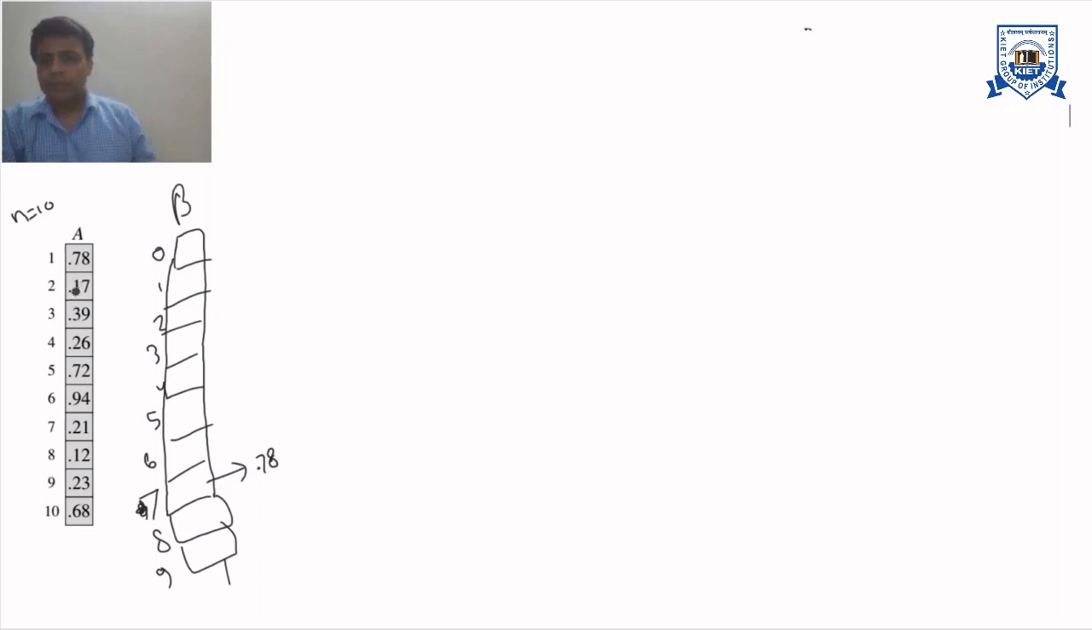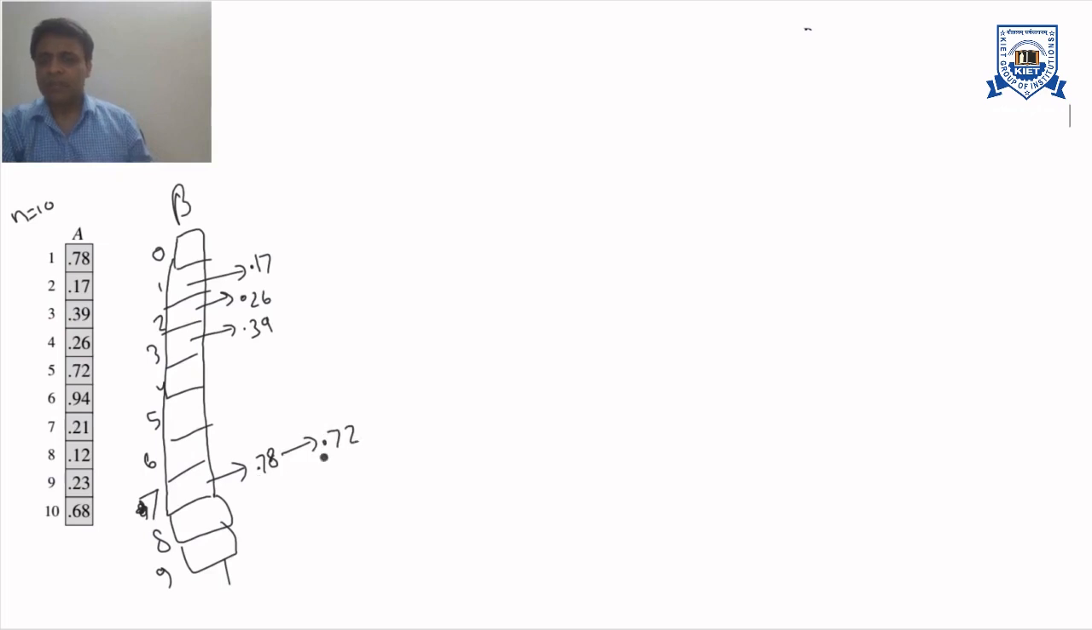Next, 0.17 multiplied by 10 is 1.7. The floor value of 1.7 is 1, so we put 0.17 here. Then 0.39 would come here, then 0.26 would be here, then 0.72 goes to the 7th bucket, but there is already data there, so we simply put 0.72 next to 0.78.